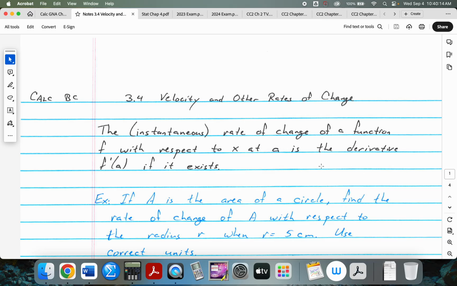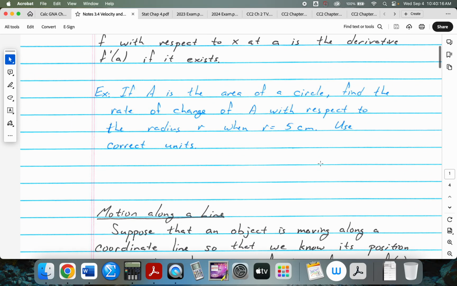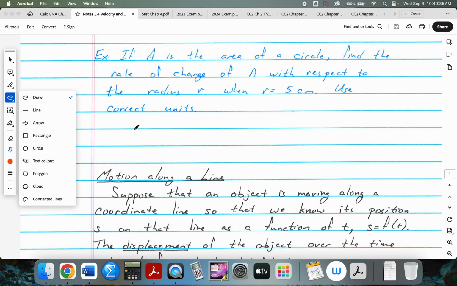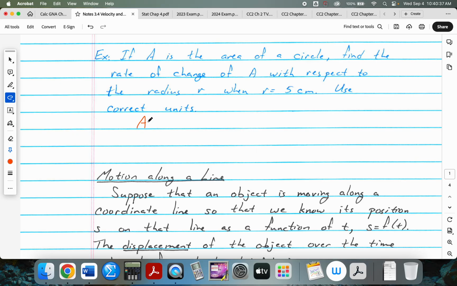So let's look at one. I told you guys about this one earlier in the year. If A is the area of a circle, find the rate of change of A with respect to the radius r when r is equal to 5 centimeters. Be sure to use correct units. All right, so the area of a circle is pi times the radius squared.